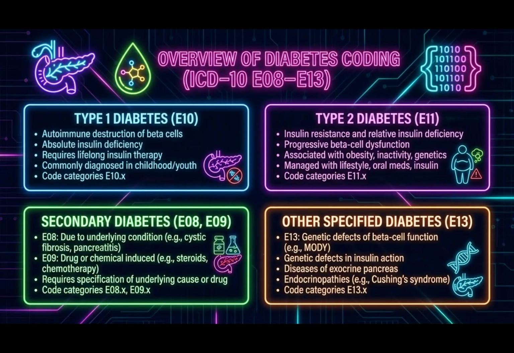Other specified diabetes, E13. Finally, the E13 category covers less common forms of diabetes, such as genetic defects in beta cell function, for example MODY, genetic defects in insulin action, diseases of the exocrine pancreas, and endocrine disorders like Cushing's syndrome. These codes fall under E13.X. This overview helps coders identify the correct diabetes category by understanding the cause, physiology, and clinical characteristics behind each code group.